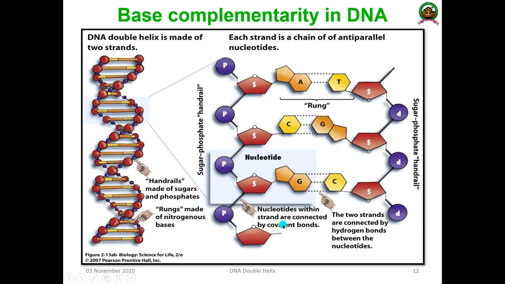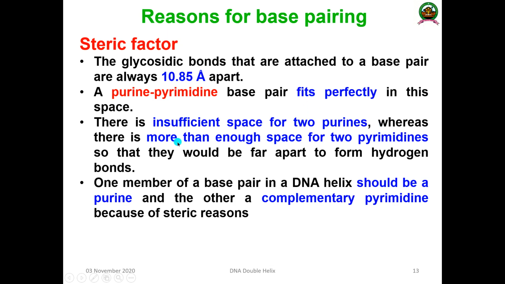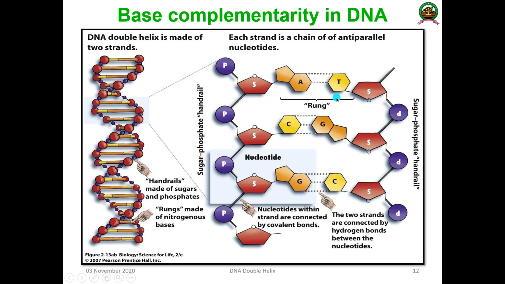Then you will ask, then why can't two pyrimidines pair together? Okay, then what will happen? There is more than enough space for two pyrimidines, so they would be far apart from the hydrogen bond. Okay, so if you keep this here, then what will happen?